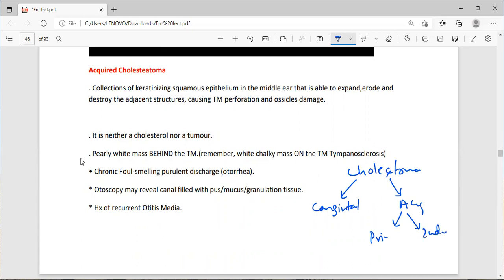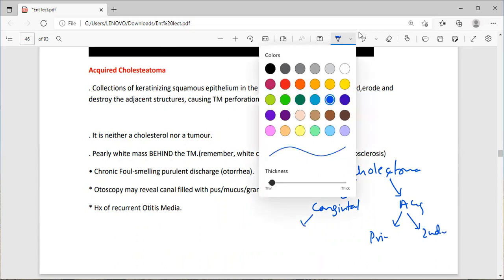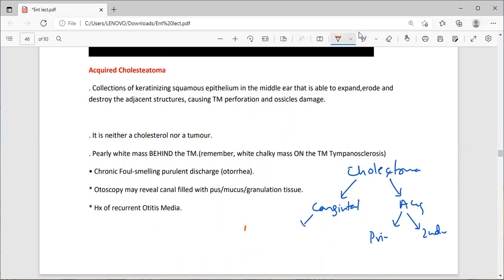What is congenital? Congenital has no tympanic membrane rupture or perforation. There is no tympanic membrane perforation. Remember, no. In primary, there is also no rupture of the tympanic membrane. That's why it is called primary. How can we differentiate it from the congenital? Because congenital is present in childhood, but this might be present in adulthood. So this is called primary, because there is no tympanic membrane perforation.